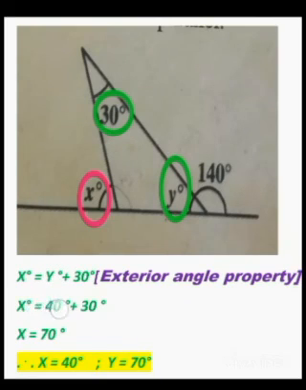So x is equal to 40 degrees plus 30 degrees. 40 plus 30, how much, children? 70 degrees. So x is equal to 70 degrees. So the measure of x is equal to 70 degrees and measure of y is equal to 40 degrees.